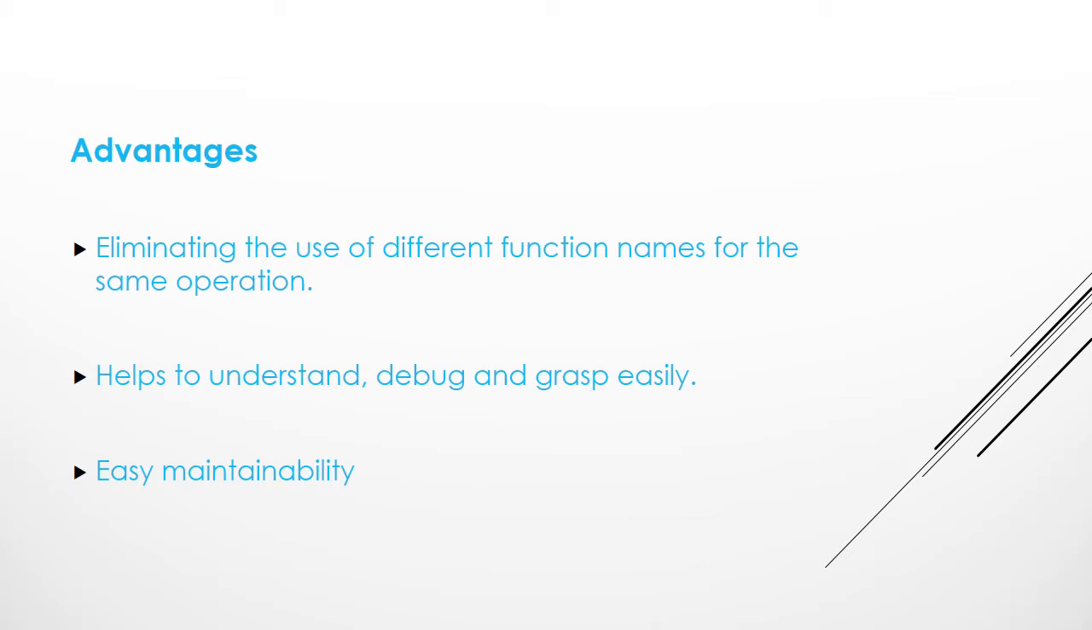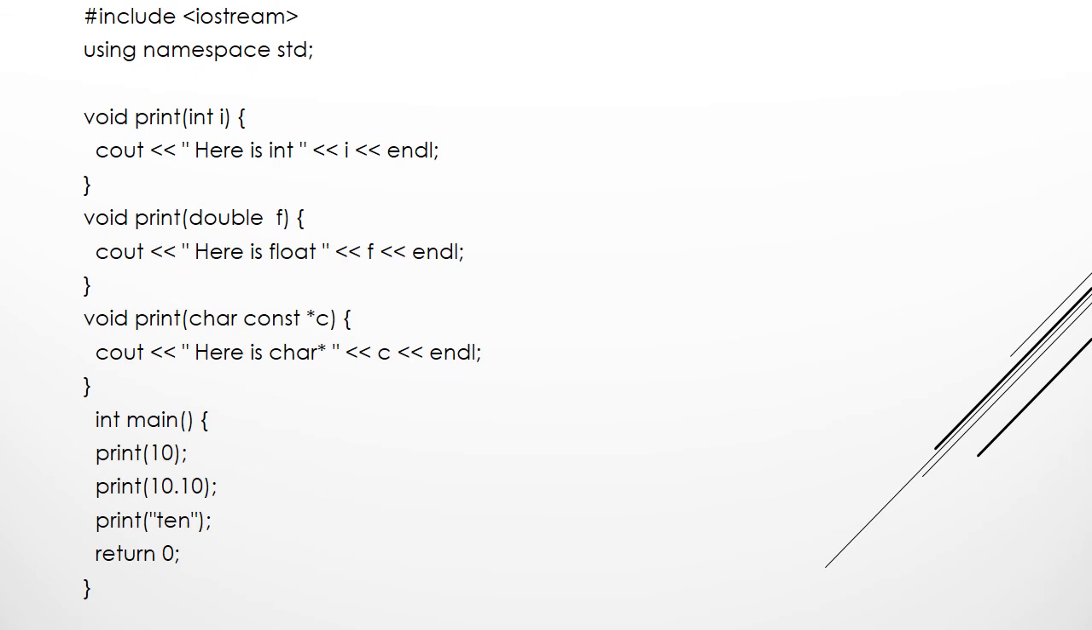This method of function overloading is used to make my source file look simpler so that I can troubleshoot with ease. And the third advantage is easy maintainability. I can just look into my source file and see what a function is and what it stands for. Consider this example. Here you can see that there are two functions with the same name, print.